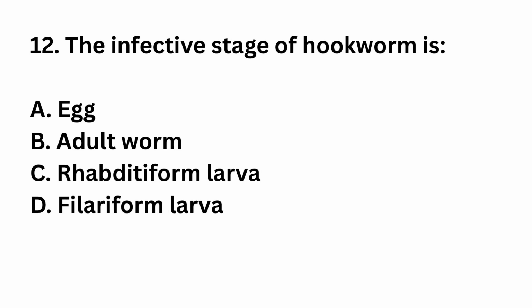Question number 12. The infective stage of hookworm is egg, adult worm, rhabditiform larva, filariform larva. The right answer is option D, filariform larva. Filariform larvae penetrate the skin of barefoot individuals. The larvae migrate through the lungs before reaching the intestine.